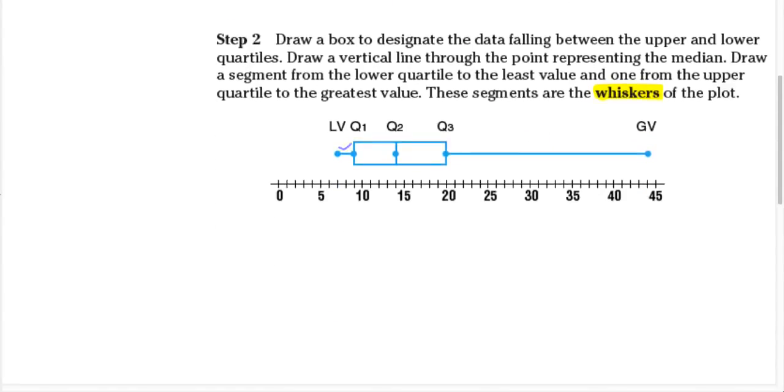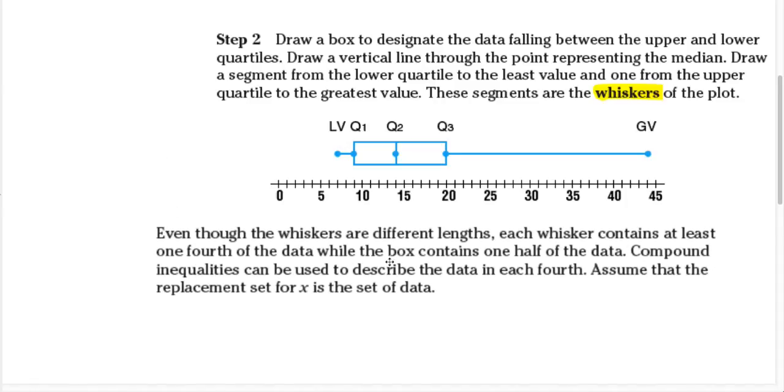So that's step number 2. Even though the whiskers are different in lengths, each whisker contains at least 1/4 of the data, while the box contains 1/2 of the data. Compound inequalities can be used to describe the data in each fourth. Assume that the replacement set for X is the set of data. So we have 1/4 of the data in this area, 1/4 here, 1/4 there, and another fourth in this part of our box and whisker plot.